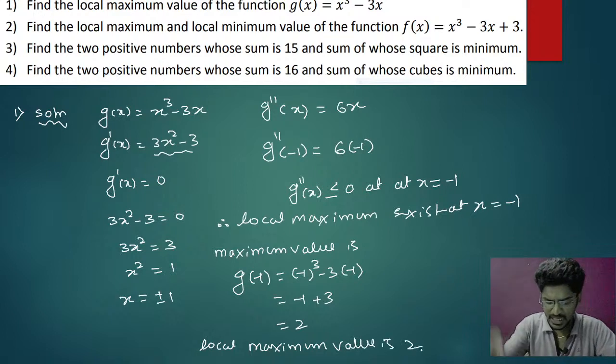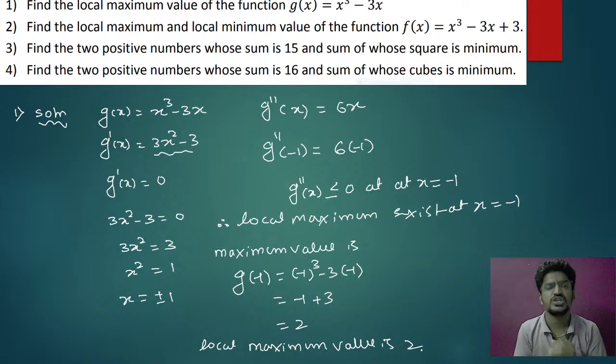Okay. So like this you have to calculate. Clear? First differentiate once, equate to 0, find the value of x. First differentiate, equate it to 0. Next find the value of x. So keep it in box. Double differentiate, you will get 6x.